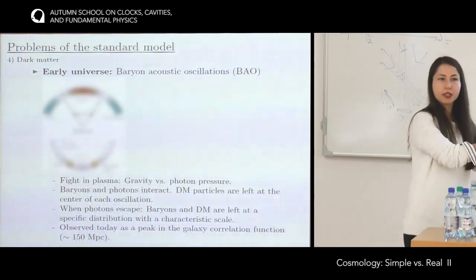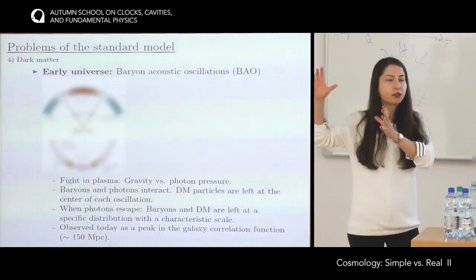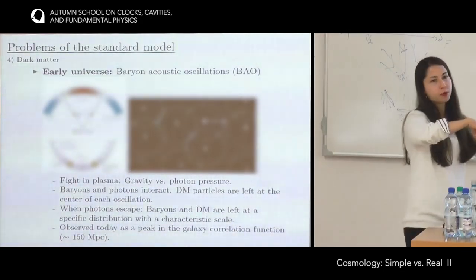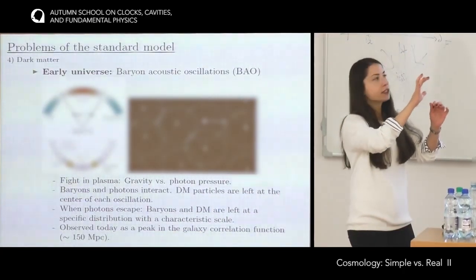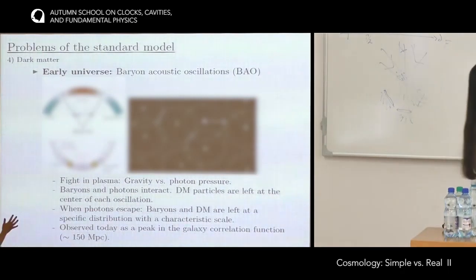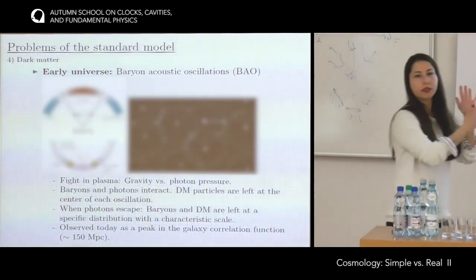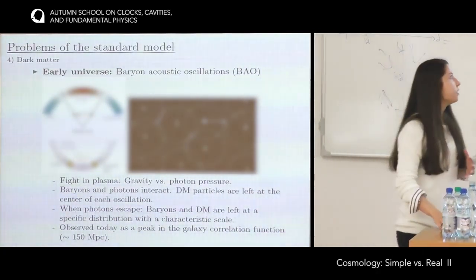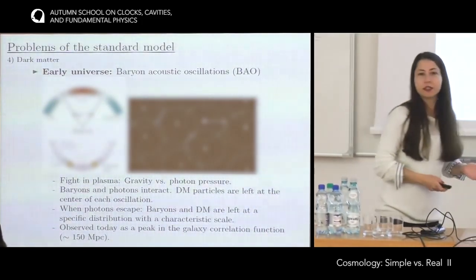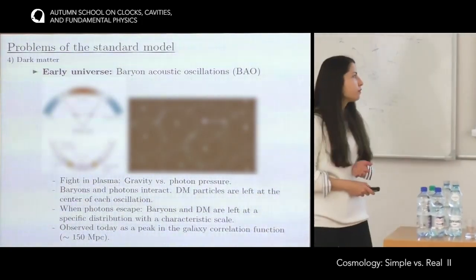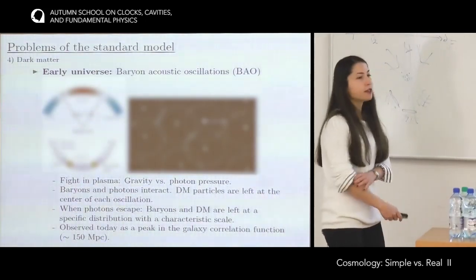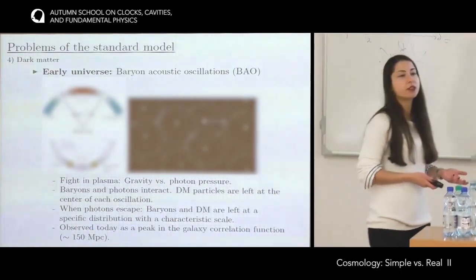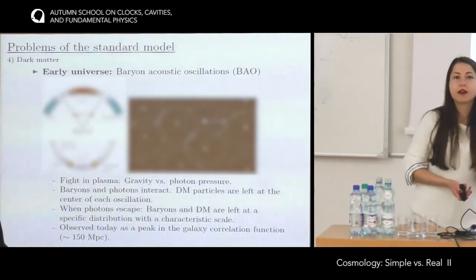So by looking at the structure today, the galaxy correlation functions, like say you have a galaxy and then you try to find out the most probable distribution of the closest galaxy, you see that this is actually what we observe, as you would expect from an early universe, with dark matter clumping in the middle and the baryonic matter in a spherical distribution. So this galaxy correlation function peaks at 150 megaparsecs. And this is another very important sign of the fact that we need some dark matter in the early universe to see the structures the way they are today.